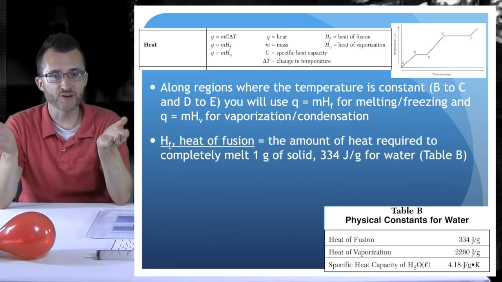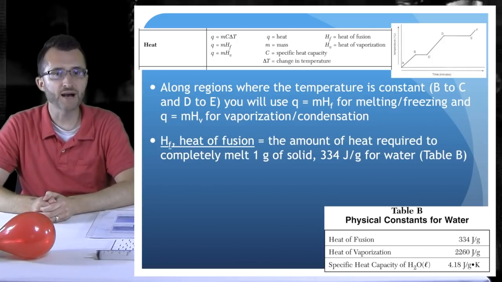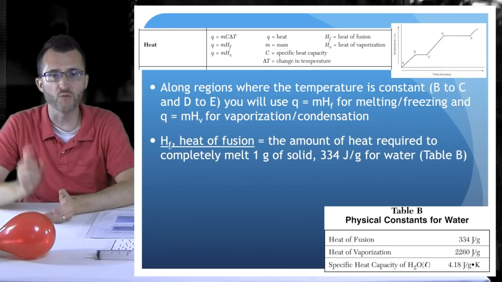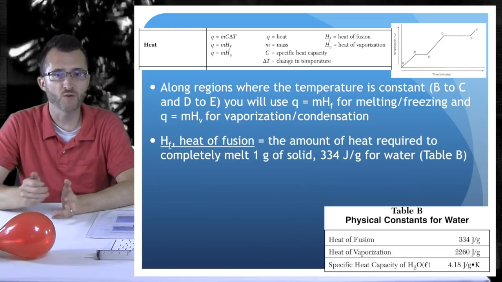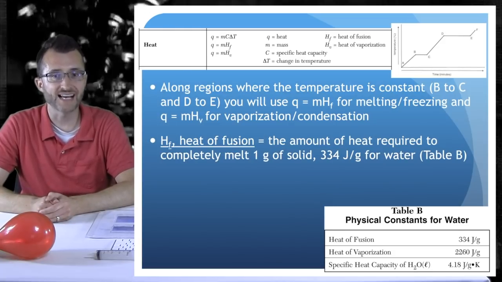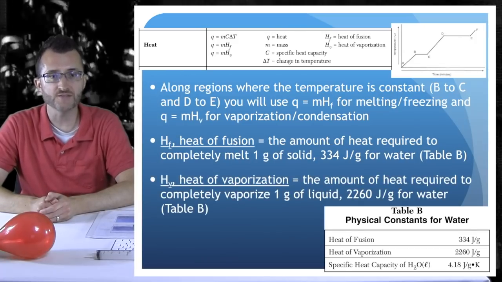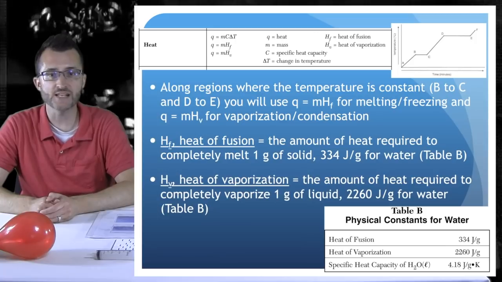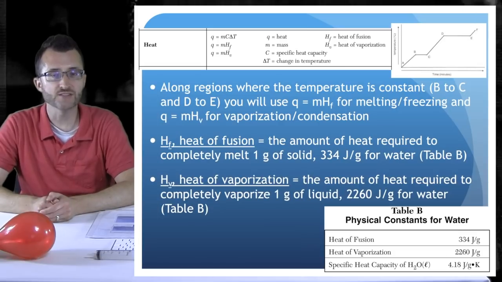HF in that formula, Q equals MHF, stands for the heat of fusion. It's the amount of heat required to completely melt 1 gram of a solid, and it's 334 joules per gram for water specifically. This is found on table B. HV from the formula Q equals MHV stands for the heat of vaporization. This is the amount of heat required to completely vaporize 1 gram of liquid. It's 2,260 joules per gram for water, found on table B.